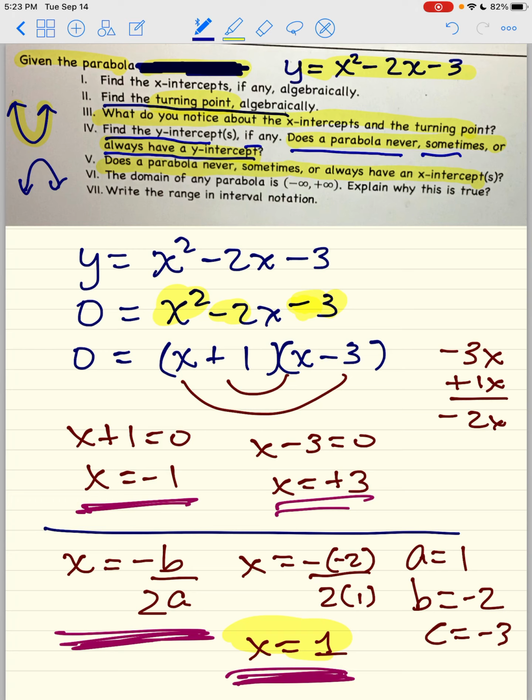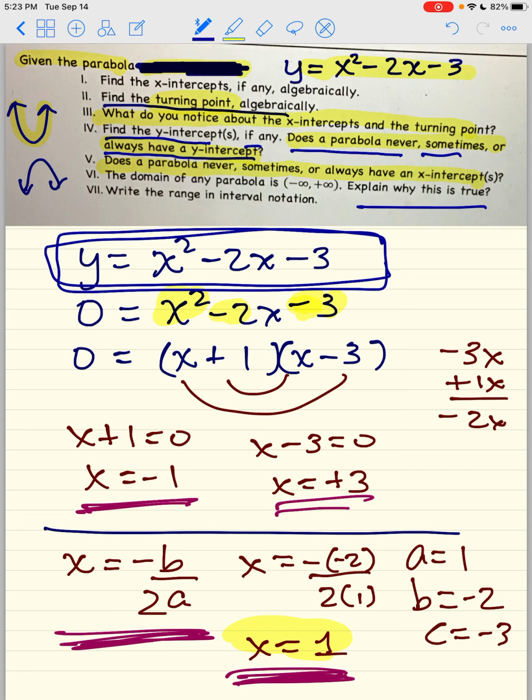Finally, I wrote, the domain of any parabola is -infinity to +infinity. Explain why that's true. Well, the domain basically says, what x value can I put in where I can get back a y? For parabolas such as this, nothing will ever mess up. You could put in 0.5, 0.7, you'll always get a y answer. So a parabola is continuous, and so any x works.